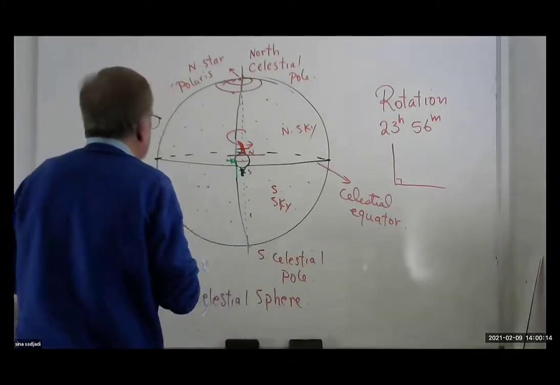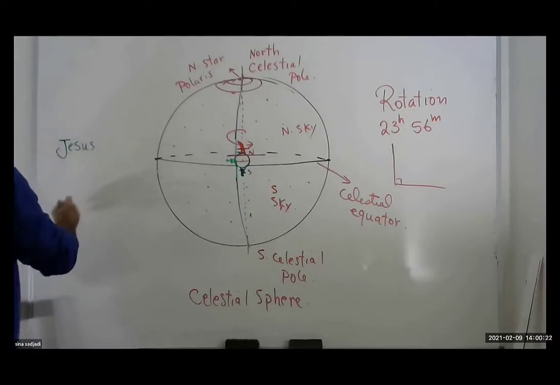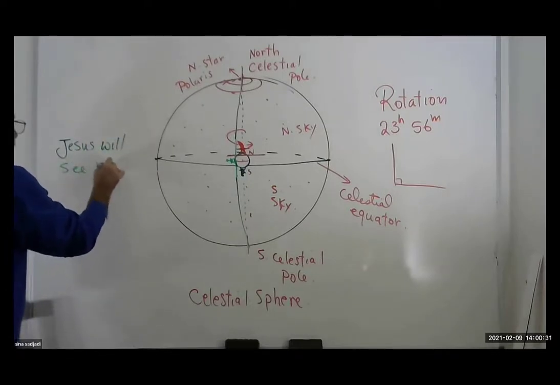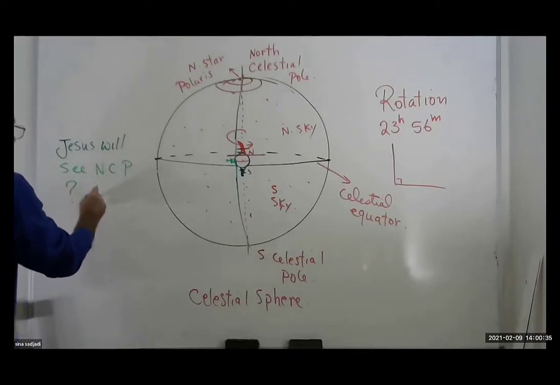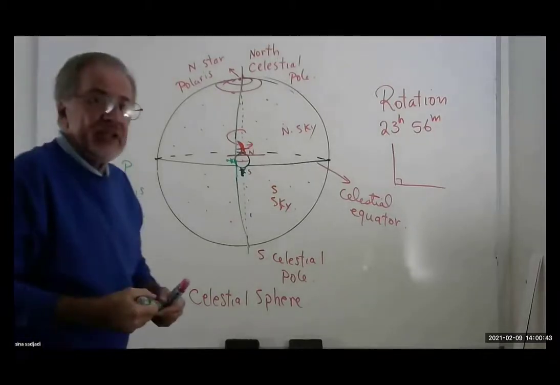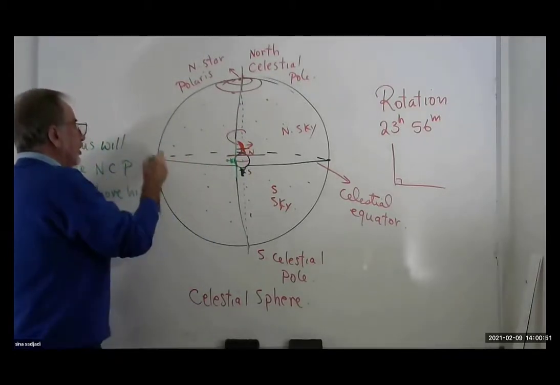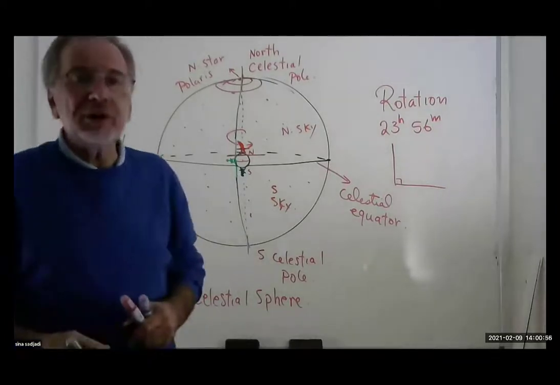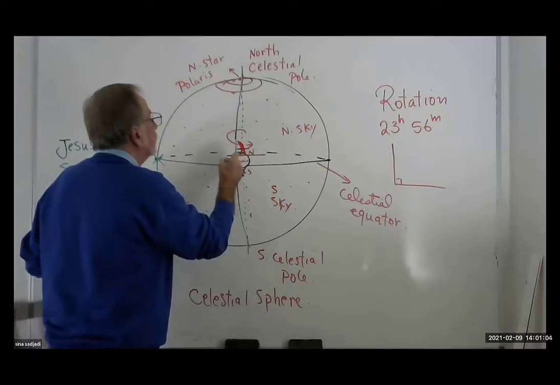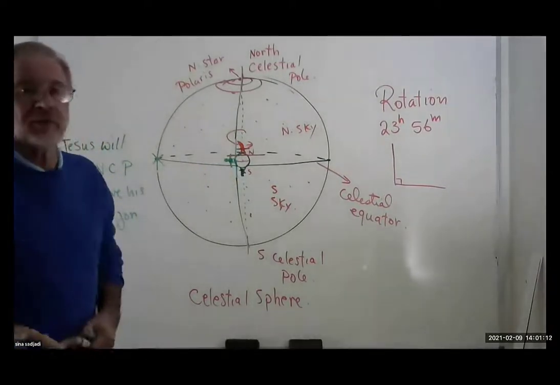Now, what does Jesus, so this is Jesus, right down. How many degrees above Jesus's horizon will he see the North Celestial Pole? Is it also 90? Okay, so 90 is kind of like this, right? So Jesus, to see the North Celestial Pole, where is he looking? If he looks on top of his head, what does he see? He sees this spot right here, right? So he sees the celestial equator on top of his head. Do you see Jesus? Should I make Jesus bigger? That's Jesus. If he looks up, he sees the celestial equator on top of his head.